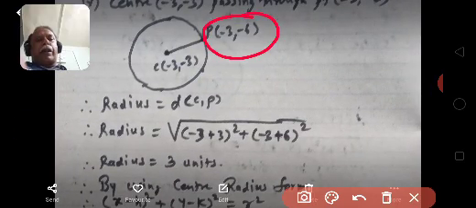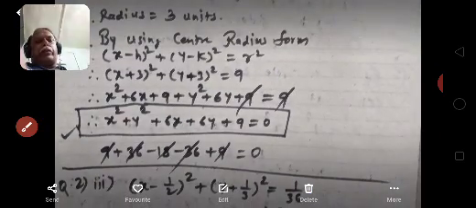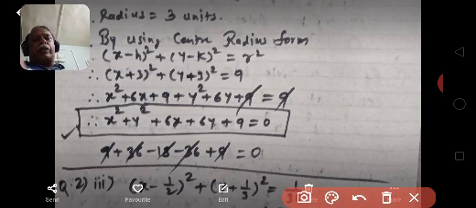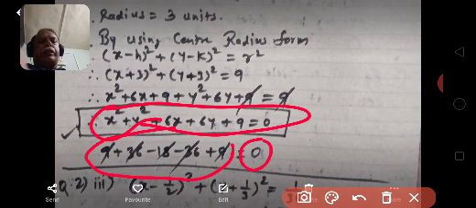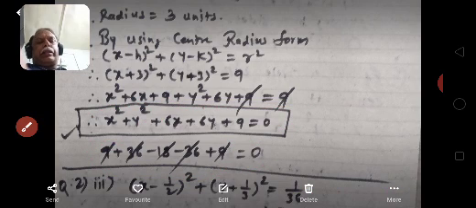minus 3 and minus 6, which are the coordinates of point P, which is on the circle, then put x is equal to minus 3, y is equal to minus 6. Here the left side becomes 0. 0 is equal to 0. That means LHS is equal to RHS, which gives the correct verification of this answer.